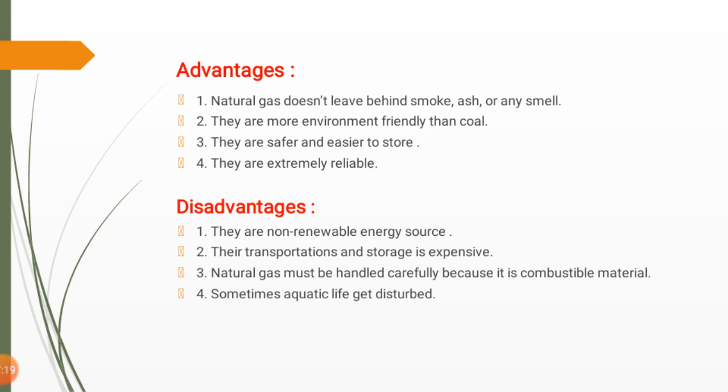A fourth disadvantage is that sometimes aquatic life gets disturbed. We know that natural gas and oil are generally transported through the sea by ship. When there is a leakage of natural gas and oil inside the sea, there is a disturbance to the aquatic life, which is harmful. Sometimes aquatic animals will die due to over leakage of oil and natural gas. So this is the most important disadvantage of natural gas and oil.